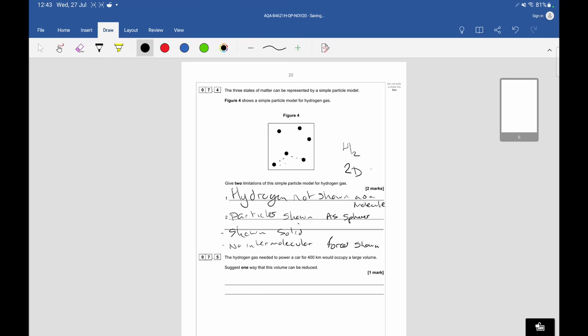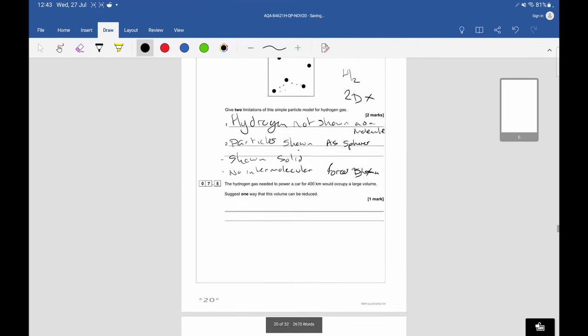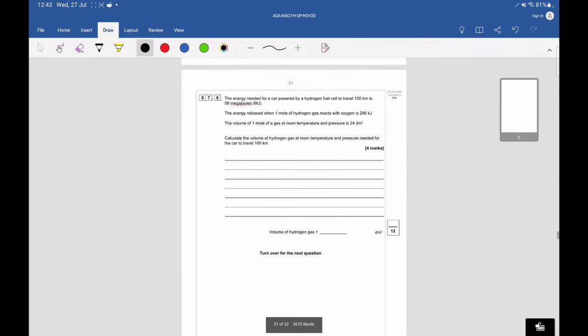Also, not great. Question 7.5 says the hydrogen gas needed to power a car for 400 kilometers would occupy a large volume. Suggest one way it can be reduced. We can put it under high pressure. Condense it, increase the concentration, store it as a liquid is fine, develop more efficient engines is also good, based on what the mark scheme says.